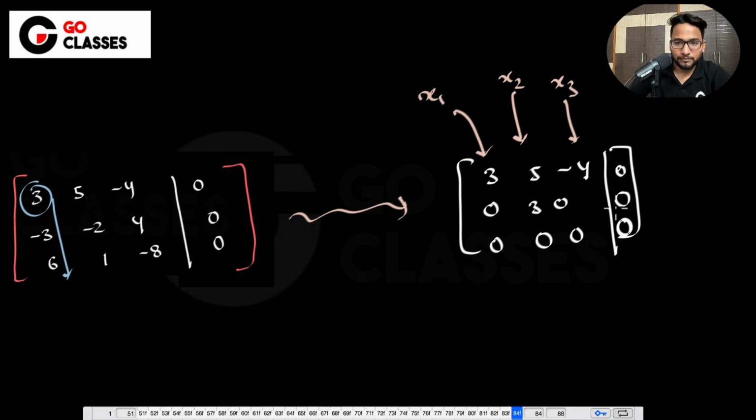Whenever you have a free variable, you cannot compute the value of x3 using this equation, because this is just a trivial fact, which is 0 equal to 0, which means, if I write in terms of x3, it will be x3 into 0 equal to 0 or something like this, right? So you cannot compute x3 using this equation, and x3 is a free variable.